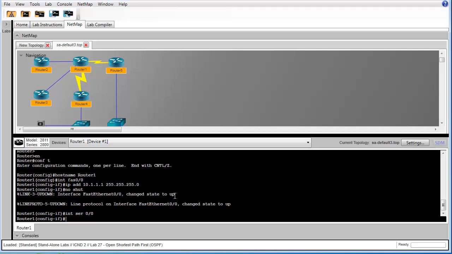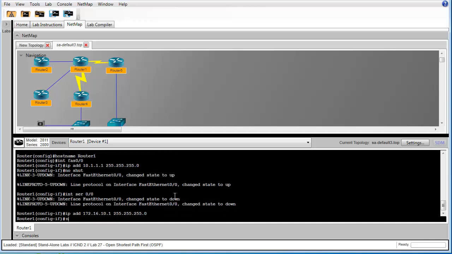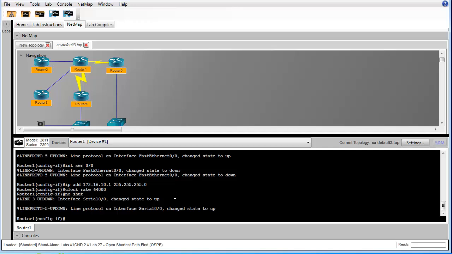I also have to configure interface serial 0/0. And the lab document tells us to configure a clock rate on this interface for router 1, so that tells us that this is the DCE end. If it did not tell us that, of course we could look that up on our own with the show controllers command. And I'll enable this interface too.